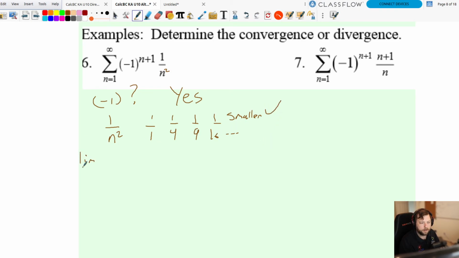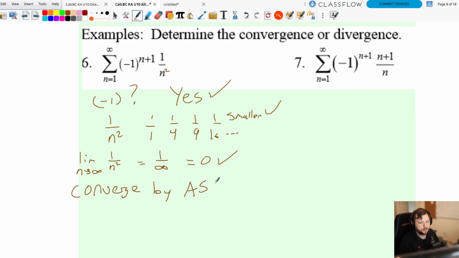Now, what's the limit as n goes to infinity of 1 over n squared? 1 over infinity squared, which is 0. Yes! We converge by the alternating series test. On the AP test, you can abbreviate AST if they ask that question. I don't know if they do on free response, but you'd be fine with that. You can use common abbreviations that a calculus teacher would know. Those are legal.